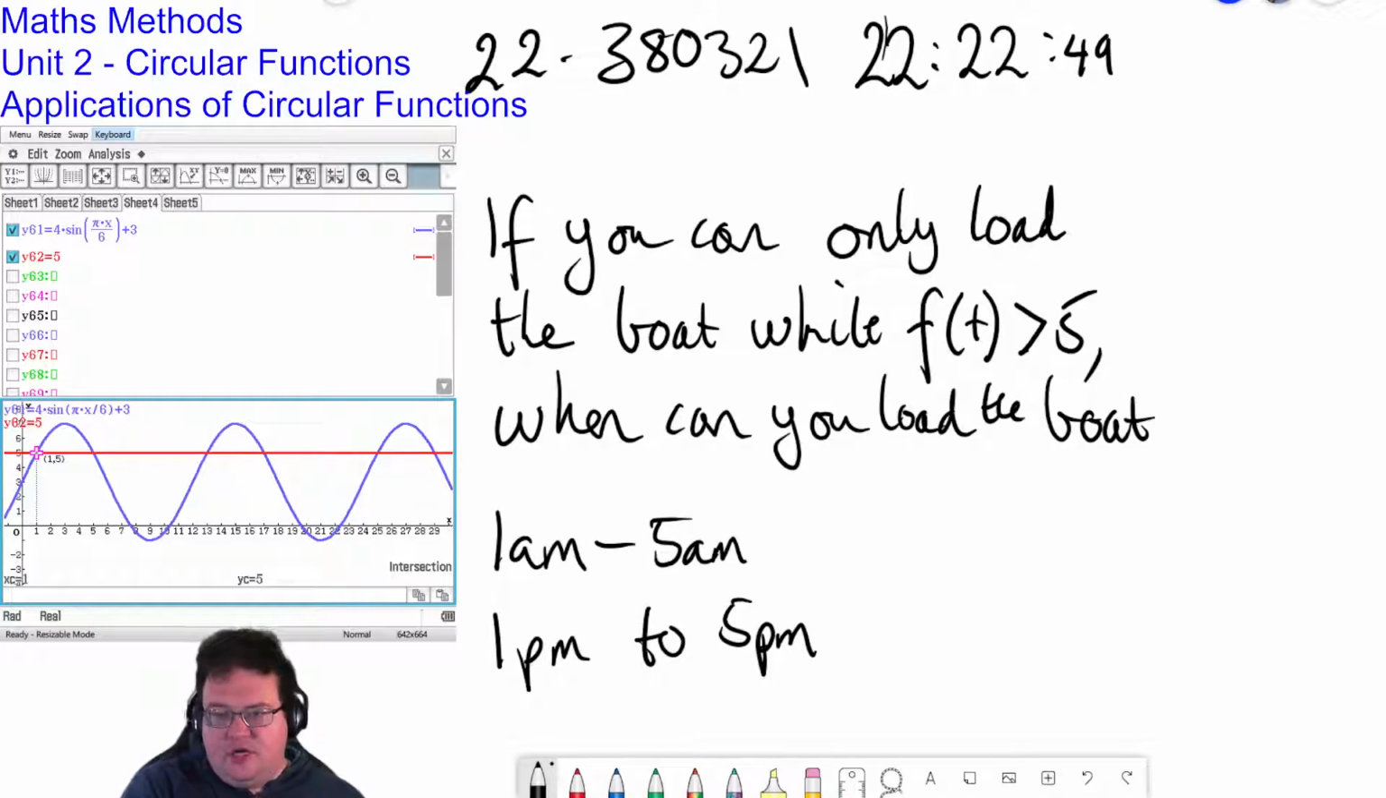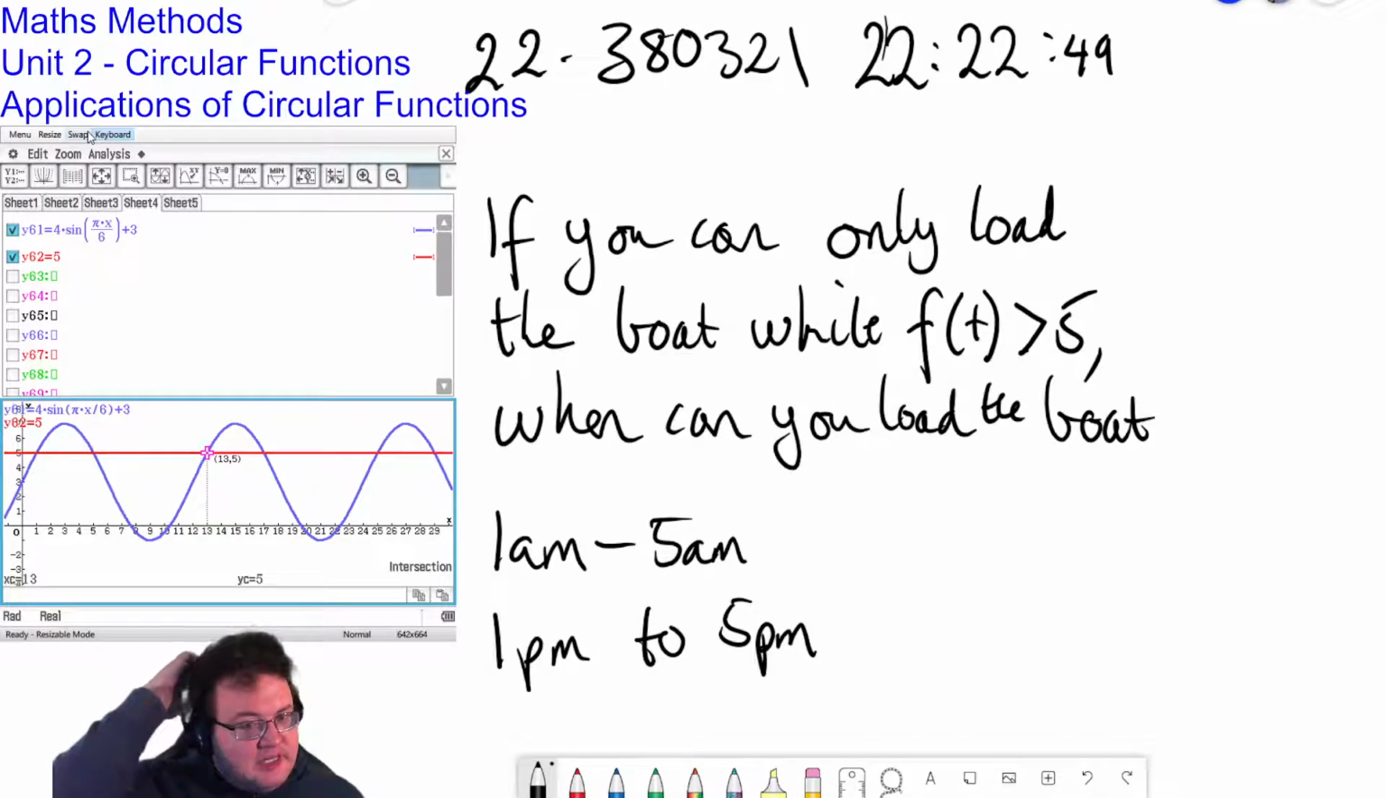Just because if I click on here, I go across, 13, 17. So you're going to need to be able to translate between these whole number values, so 13, 17, and turn them back into AM and PM.